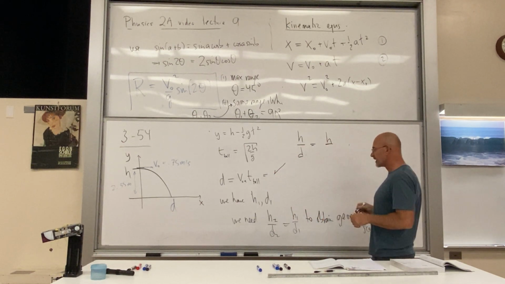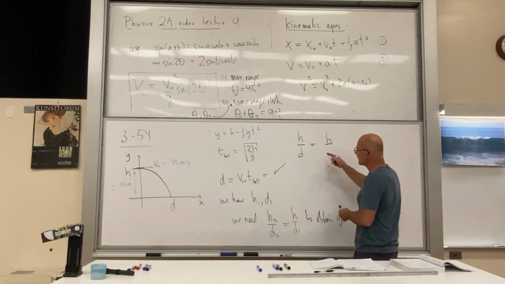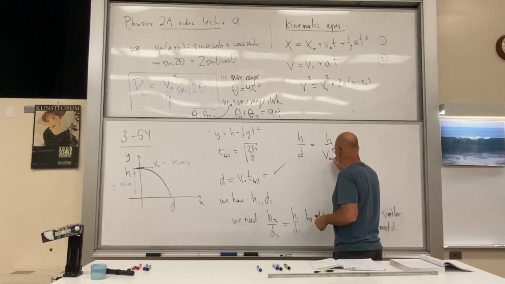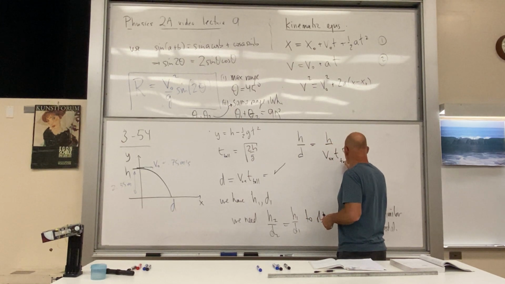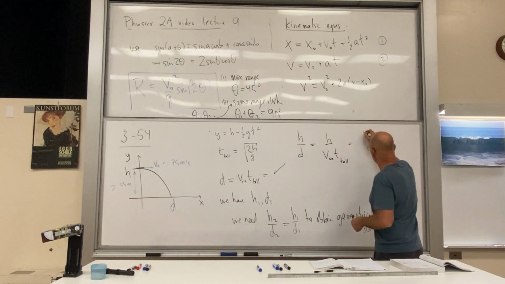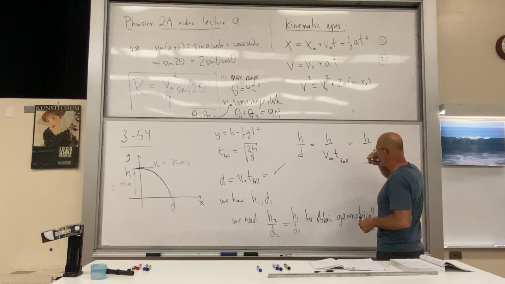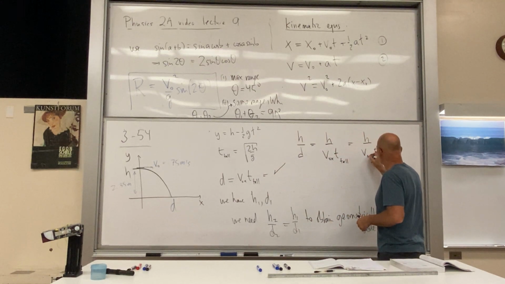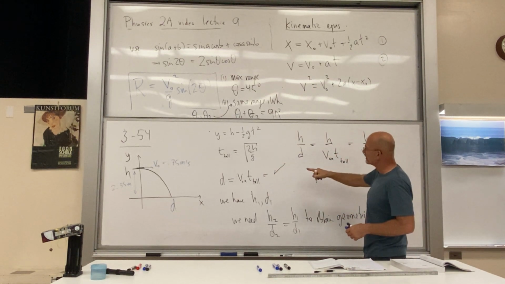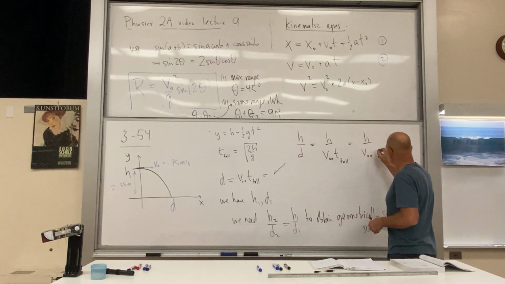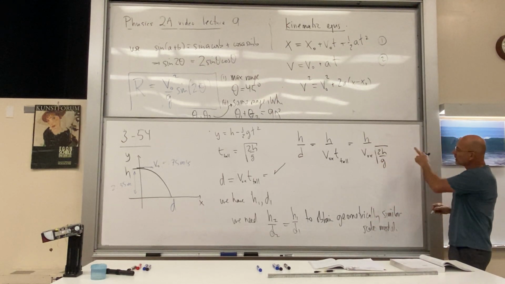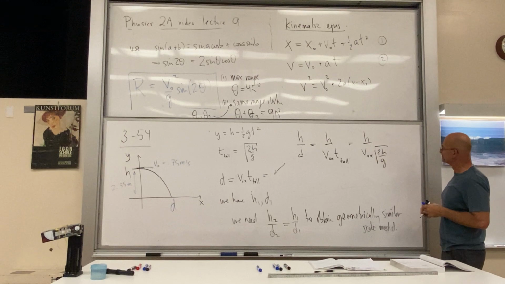The other ratio might be better, but since we've started this, let's do this. D is the time to fall times v0x. T fall is H over, and the time to fall is root 2H over G. So this is the quantity that's supposed to stay the same.